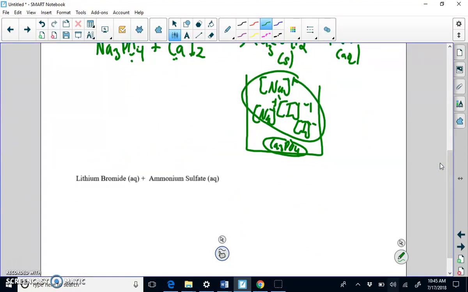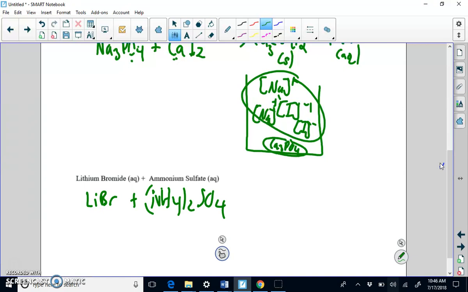I'm going to skip the formula writing part, because I think by this point you either get the formula writing or you don't. If you don't get the formula writing part, you need to ask. I am more than happy to help you with any of this at any time. So lithium bromide, LiBr, and ammonium sulfate, (NH4)2SO4.